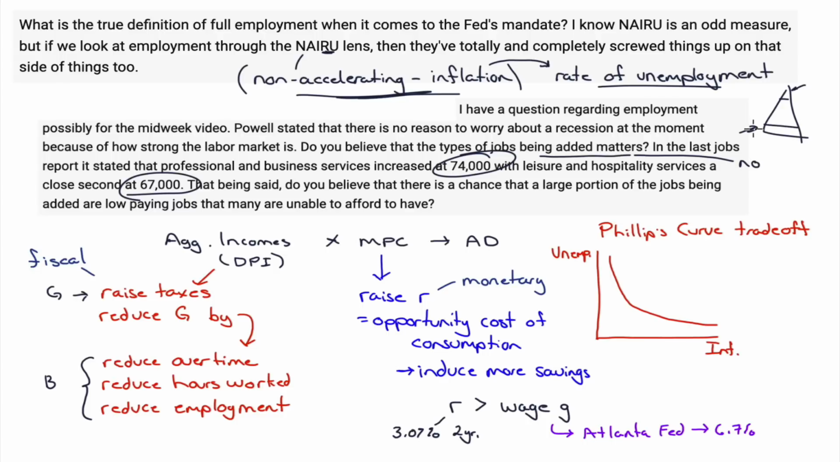All economies have a lot of people that are making wages. And the further down you go, the larger the number of people that you'll find. Hence the expression, it is not crowded at the top, you know. That being said, do you believe there's a chance a large portion of the jobs being added are low-paying jobs that many are able to afford to have?